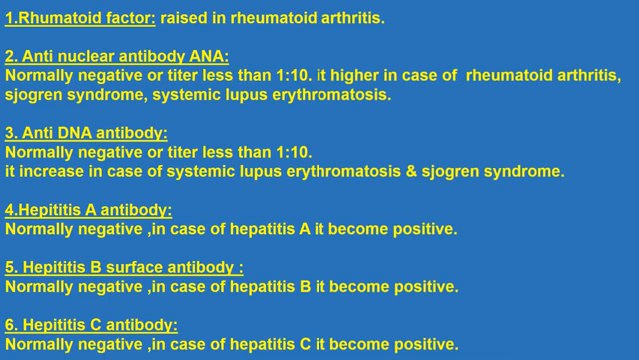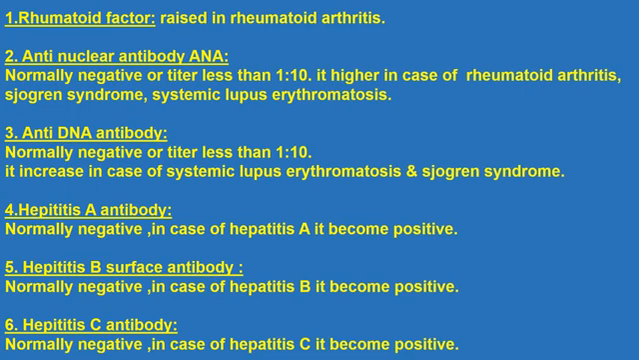systemic lupus erythematosus. 3. Anti-DNA antibody. Normally negative, or its titer is less than 1 to 10, while it is positive and high in case of systemic lupus erythematosus and Sjogren syndrome. These are autoimmune diseases.